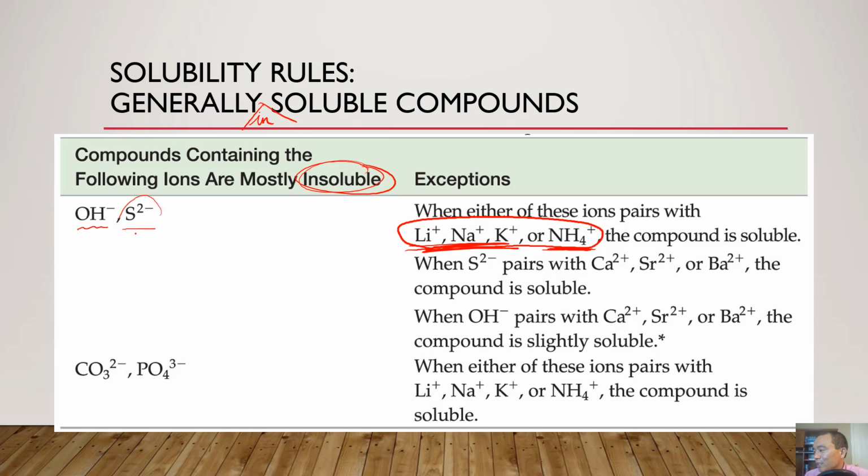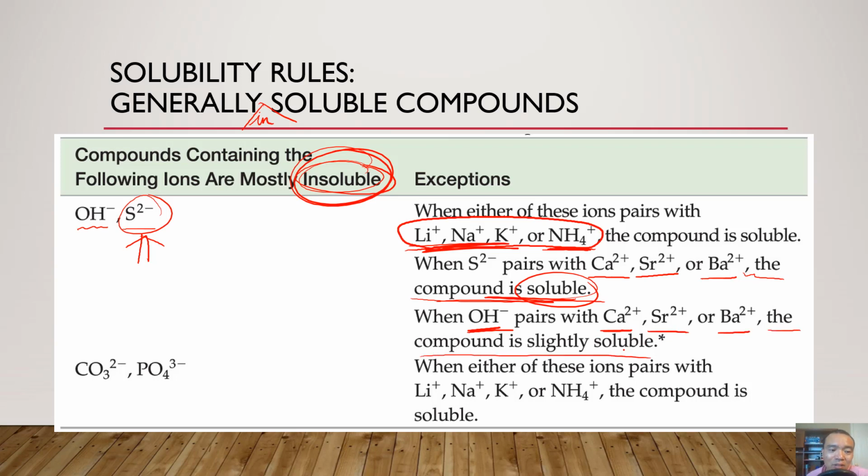Okay. For sulfide, if sulfide is paired up with calcium, strontium ion, or barium, then the compound is soluble. Remember, most of the time, when a compound contains sulfide, it is generally insoluble. So the exception would be soluble. Similarly, if OH- is paired up with calcium ion, strontium ion, or barium ion, the compound is actually slightly soluble. What about carbonates and phosphates?